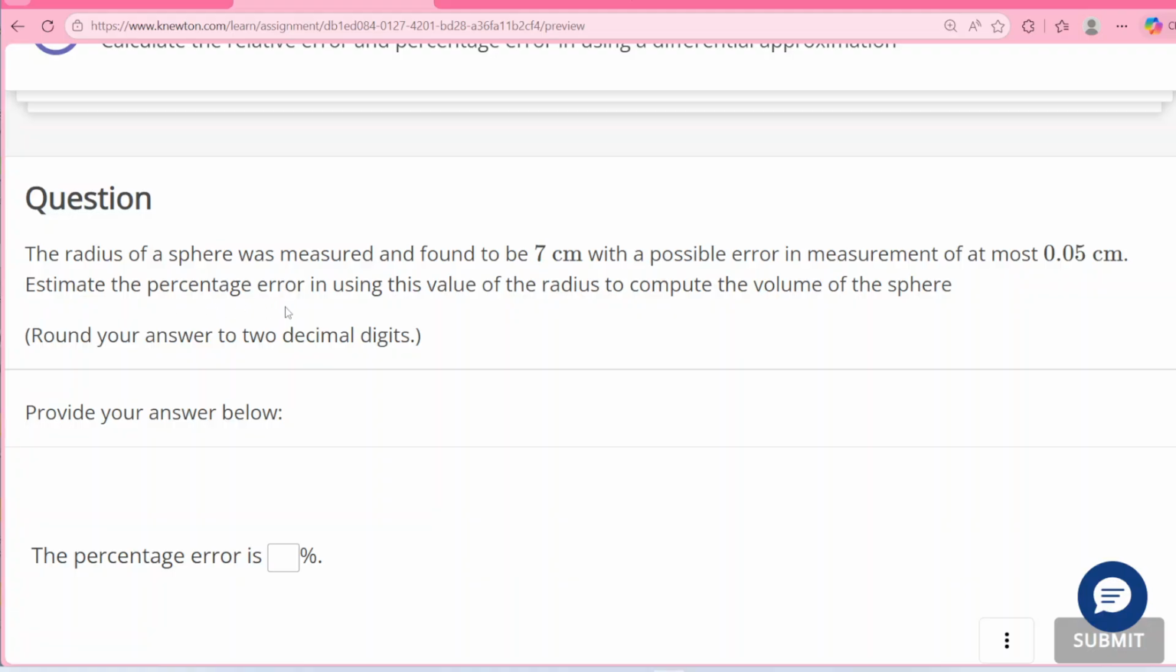Estimate the percent. Now this is percentage error, not relative error. So again, percentage error is no problem. You just take your relative error, that ratio of the change to the original, and just multiply by 100. Move the decimal place to the right two places, and I'll change it to a percentage error in using this value of the radius to compute the volume of the sphere. So once again, it is a volume of a sphere problem.